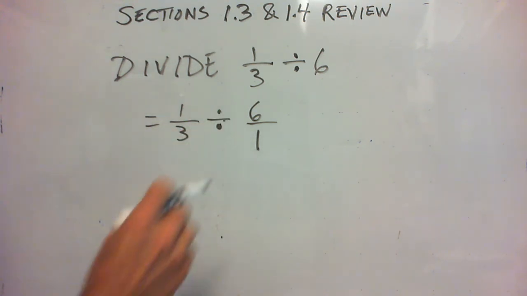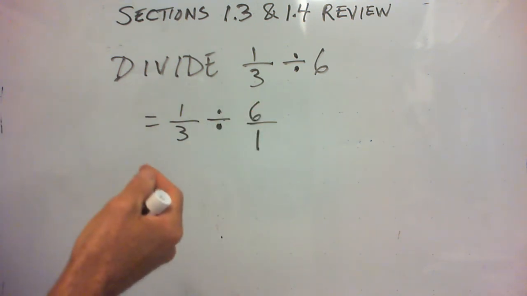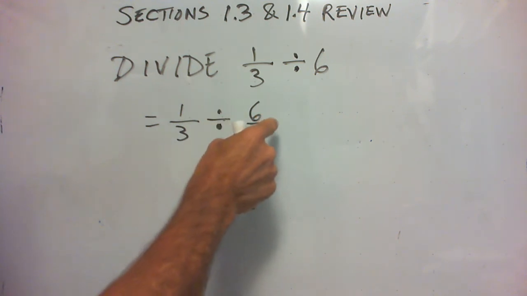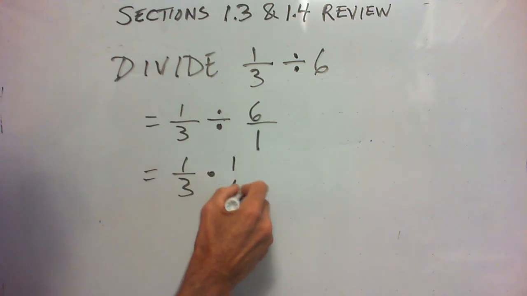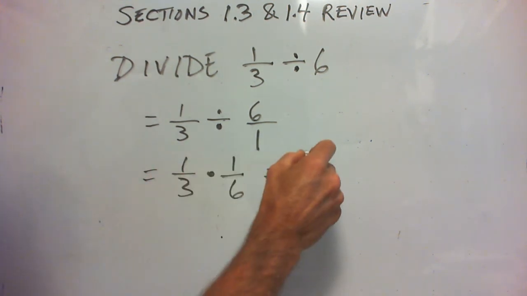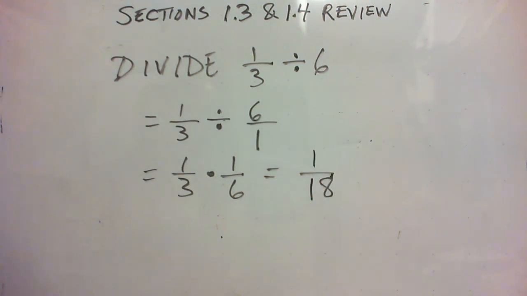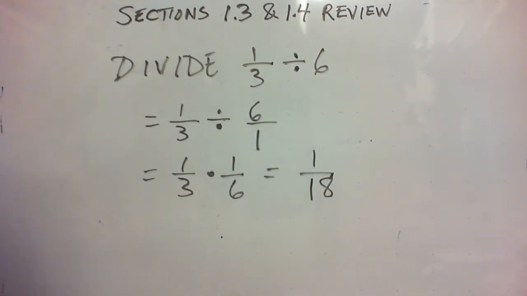So we have 1/3 divided by 6 over 1. So division by a fraction means invert and multiply by that fraction. So we change it to 1/3 times 1/6. Okay, so now multiply the numerators, multiply the denominators, 1/18. So that's how you handle whole numbers combined with fractions. Sometimes you have to turn the whole number into a fraction.